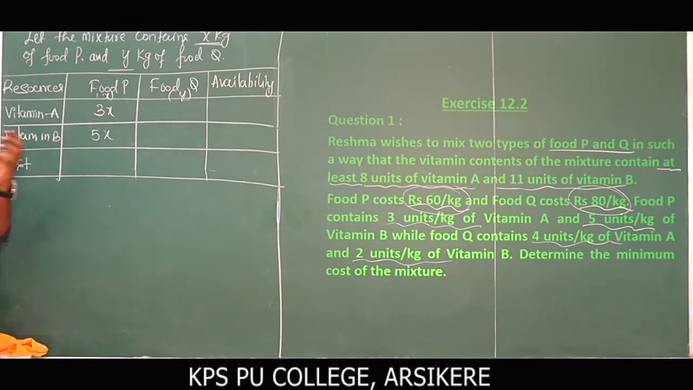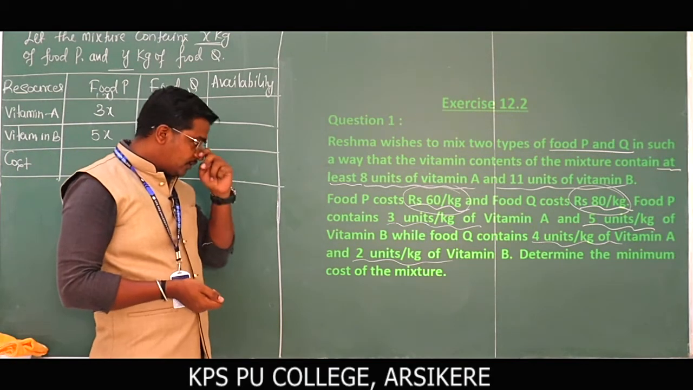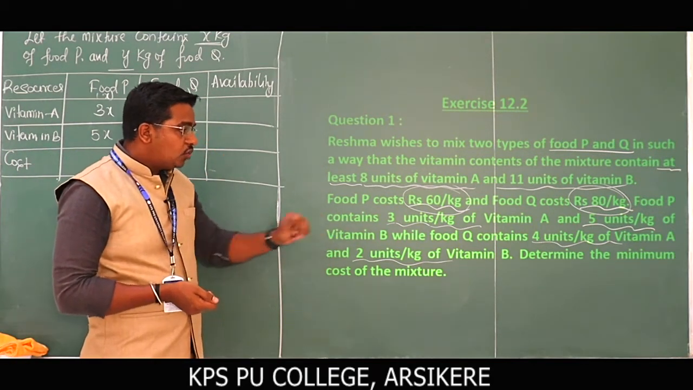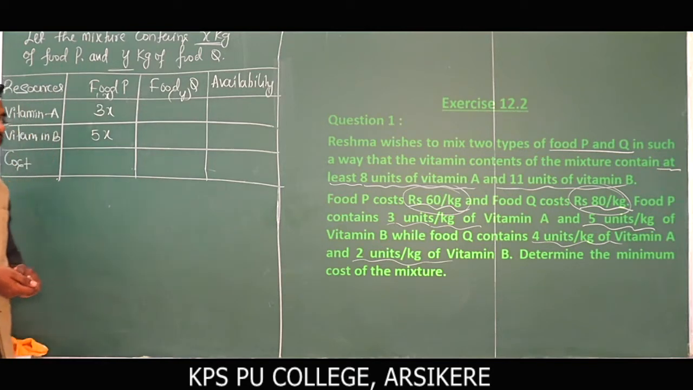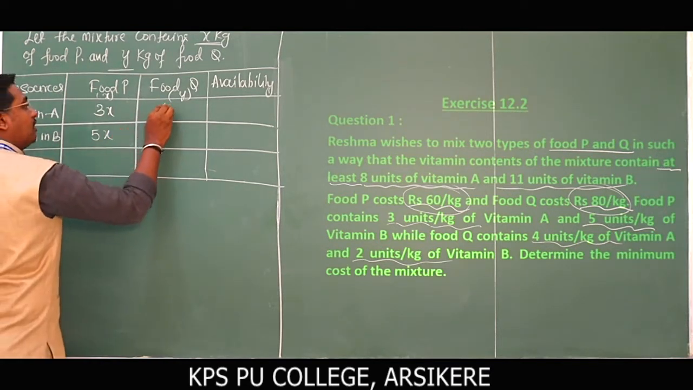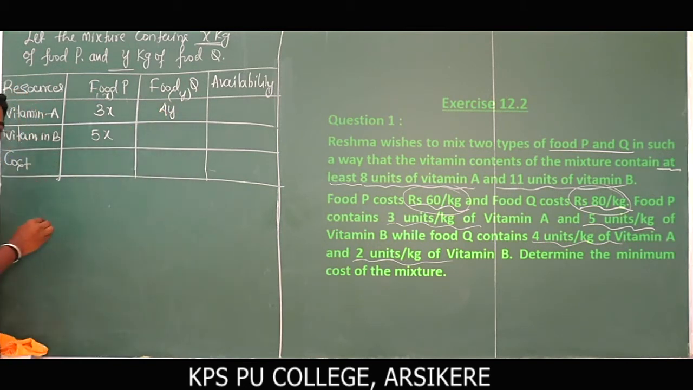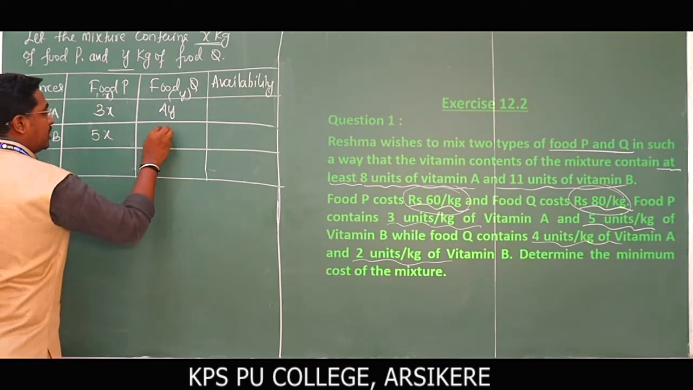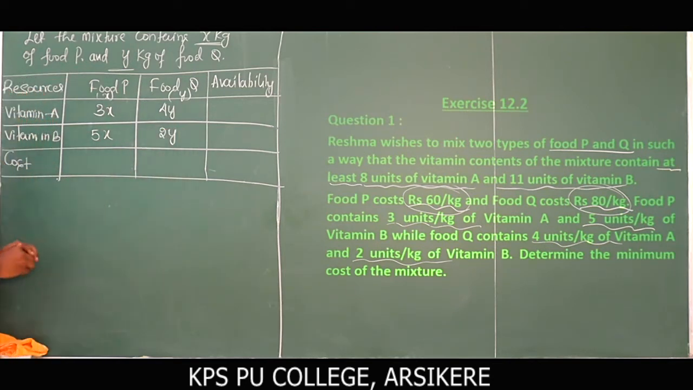So what about food Q? Food Q contains 4 units of vitamin A and 2 units per kg of vitamin B. So this becomes 4y. So for 1 kg 4 units, for 2 kg 4 into 2, for 3 kg 4 into 3. Similarly for y kg 4 into y. So what about vitamin B? That becomes 2 units per kg, that is 2y.